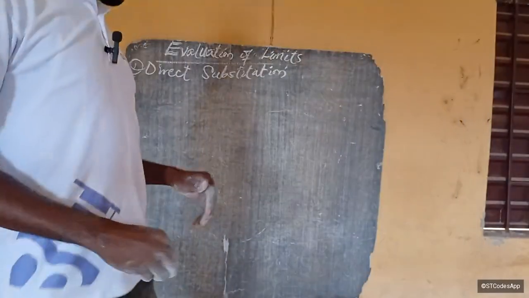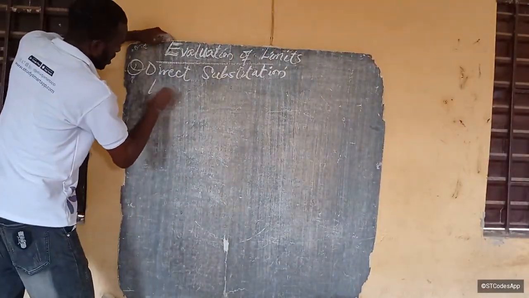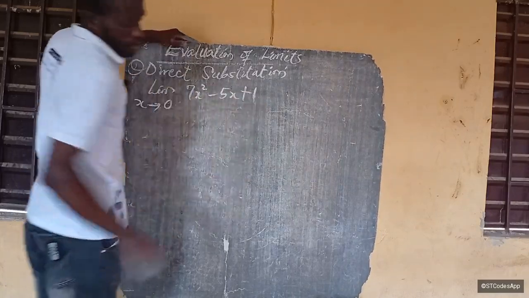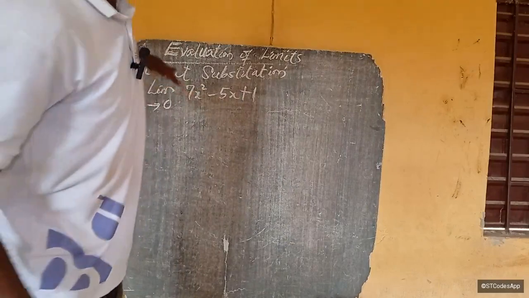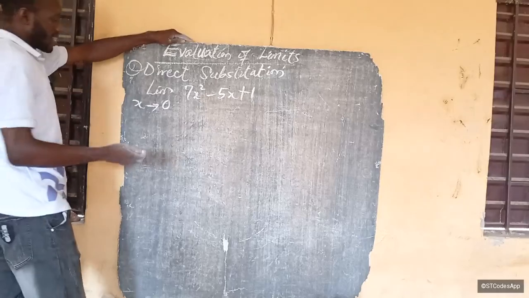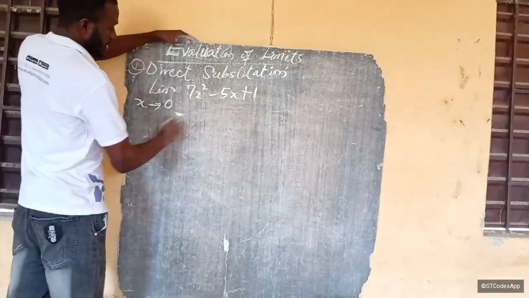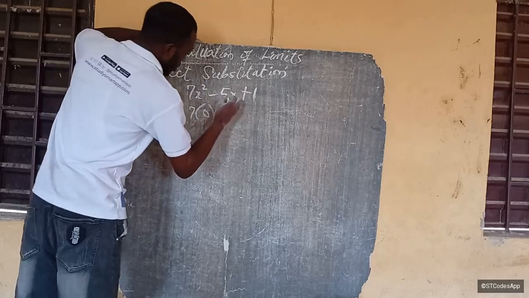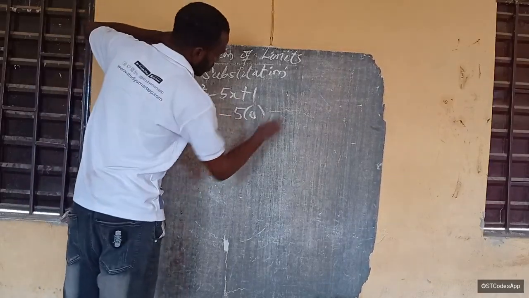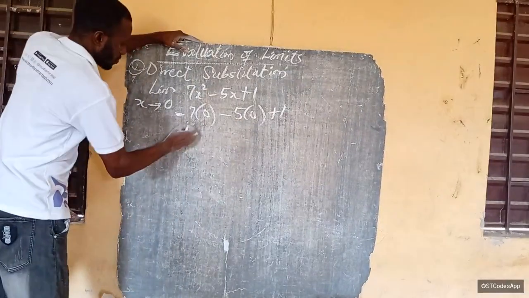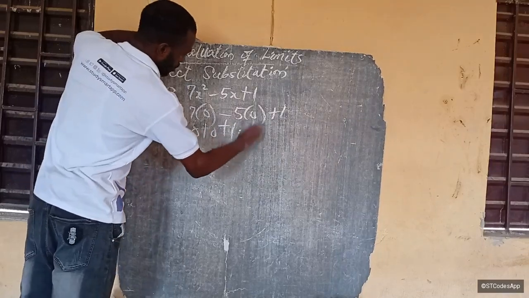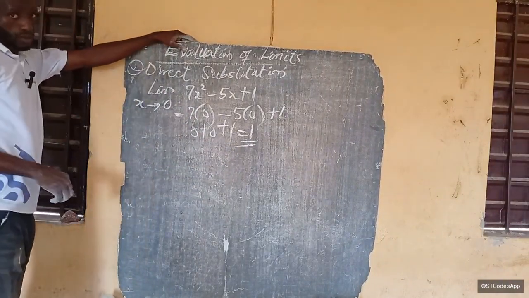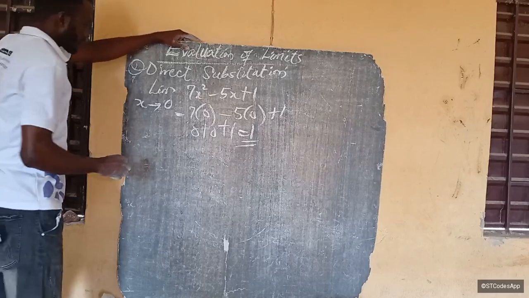Take the limit as x tends toward 0 of 7x squared minus 5x plus 1. Okay, as x tends to 1, as x tends to any value, is that okay? So if this is the case, you basically directly substitute. When you substitute, you're going to have 7 into bracket 0 minus 5 into bracket 0 plus 1. So what do you have? 0 plus 0 plus 1. That's what? 1. So this function tends towards 1 as x tends towards 0. Does that make sense? Okay.